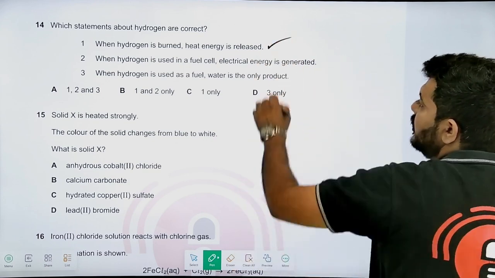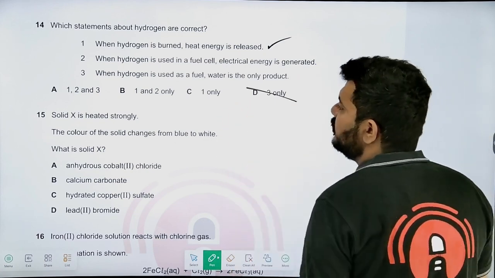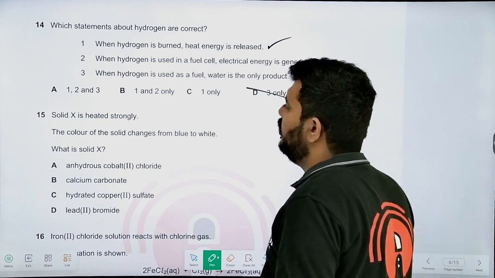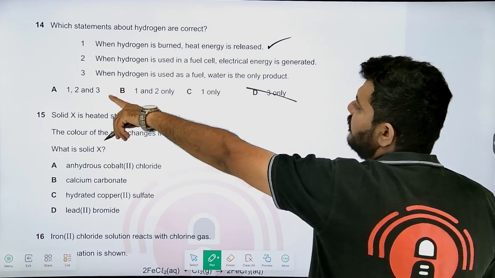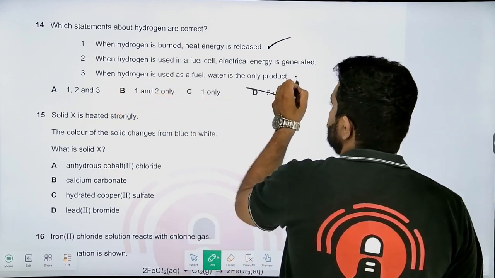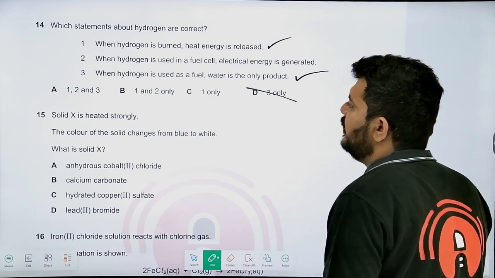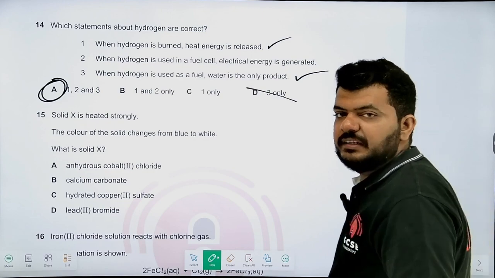Okay, this is correct. Now let's look at, so 3 only cannot be your answer. So let's immediately look for options that contain 3. When hydrogen is used as fuel, water is the only product. This is also correct. Okay. So 1 and 3. Only option A has both 1 and 3 as correct.